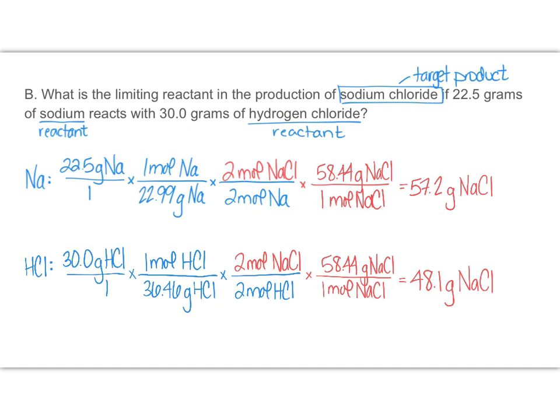Now is the time to decide what my limiting reactant is. Just like in our sandwich example where the ham made the least amount of sandwiches, I also want to look here to see which reactant made the least amount of my target product. In this case, because 48 is less than 57, HCl made less of my target product. So HCl is going to be my limiting reactant.